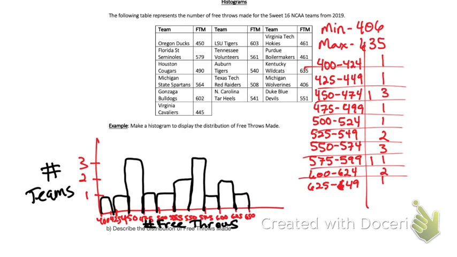All right, and then it says to describe the distribution. What does that mean when I ask you to describe the distribution? Use SOCS. And what does SOCS stand for? Shape, outlier, center, spread. Shape, outlier, center, spread. All right, so let's talk about the shape of this.